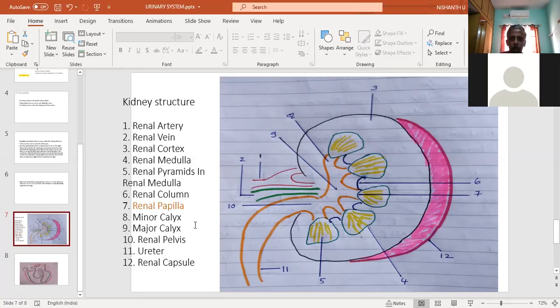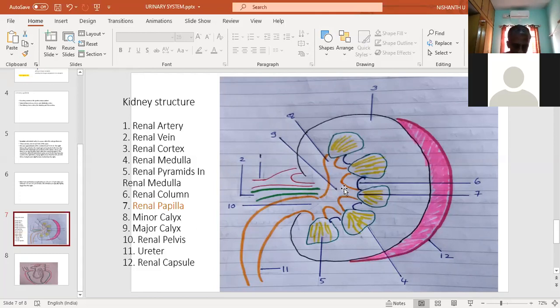Try to understand. The total number of medulla in one kidney is approximately 7 to 18. Depending on how many medullas are there, that many minor calyx will be there. Then 3 or 4 minor calyx combined together will form a single major calyx. That means this area is called a major calyx. So depending on 7 to 18 minor calyx, 3 to 4 major calyx will be there. The minor calyx will forward the urine to the major calyx. Then the major calyx will collect the urine.